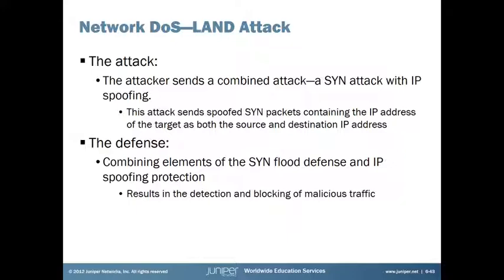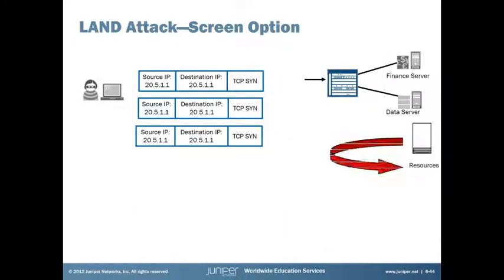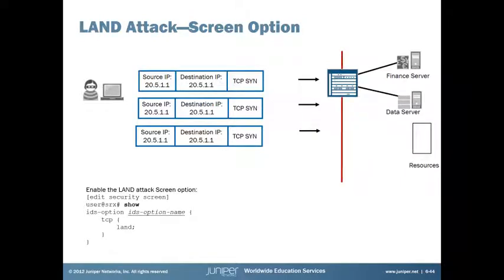Okay, this is a LAN attack. Attacker sends a combined sync attack with an IP spoofing attack. Sends a spoofed sync packet containing the IP address of the target as both the source and destination address, known as a LAN attack. The defense combines elements of sync flood defense and IP spoofing rejection. Okay, so that's just certain operating systems just pretty much collapse if you do that. And exit. So we're essentially putting in the IDS option TCP LAN. There it is.